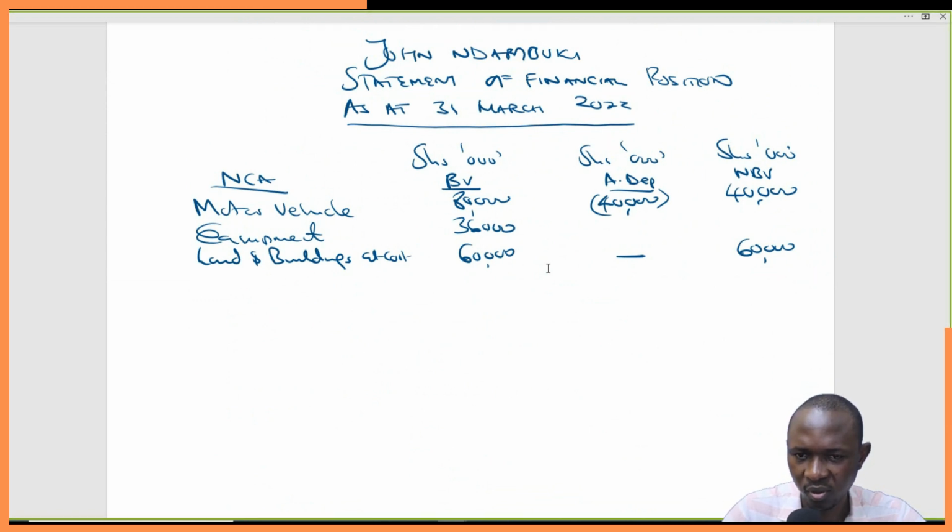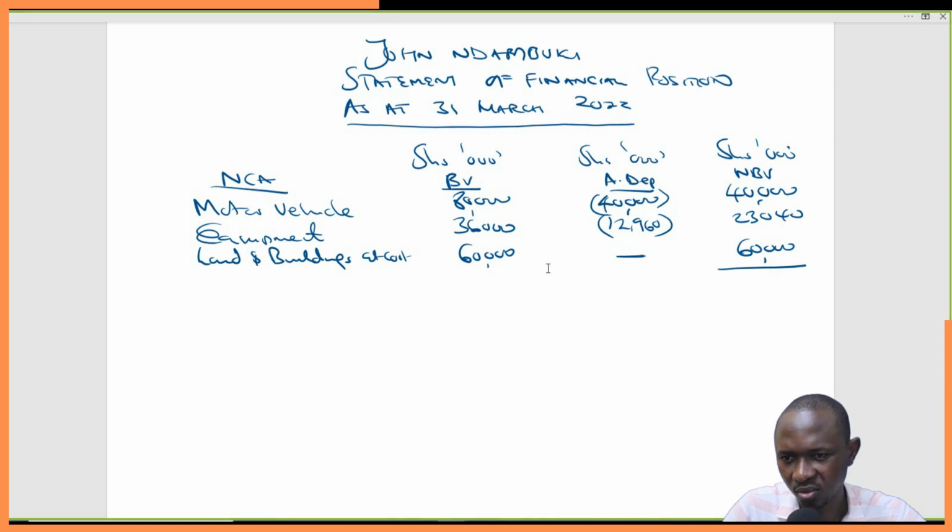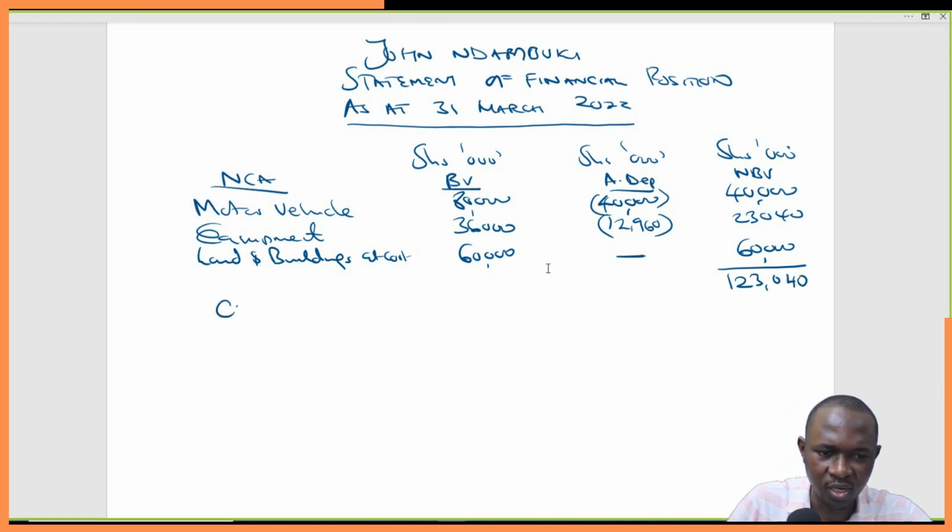Here we'll have 12,960. So 36,000 minus 12,960 gives us 23,040. Then we add all, and that should give us 123,040. Then we go to current assets.